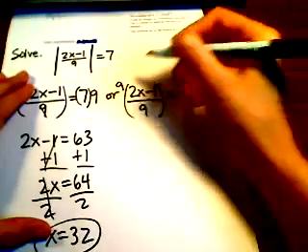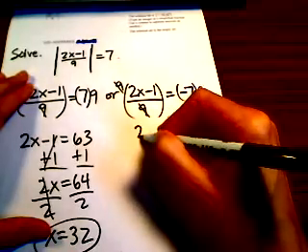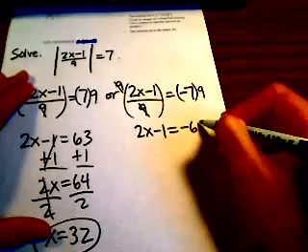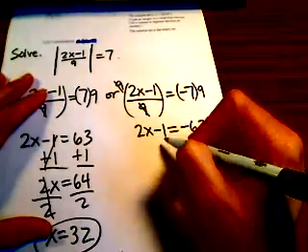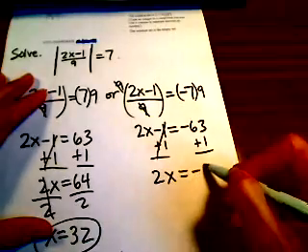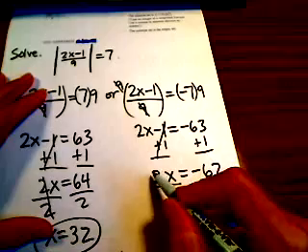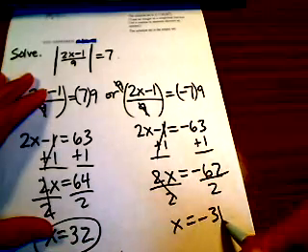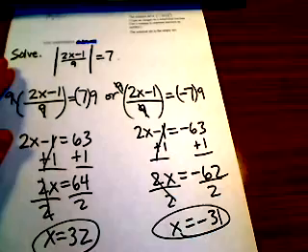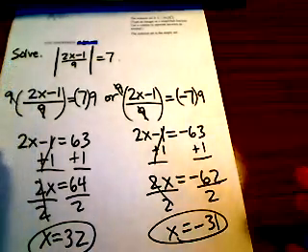Over here, same thing. Let's clear the fraction by multiplying both sides by 9. So the 9's will cancel. We have 2x minus 1 equaling a negative 63. And then we're going to add 1. So we have 2x equaling a negative 62. And then if we divide by 2, x is equal to a negative 31. Okay. So these would be your answers here, negative 31 and positive 32. Alright, and let's also do this problem on the same video.